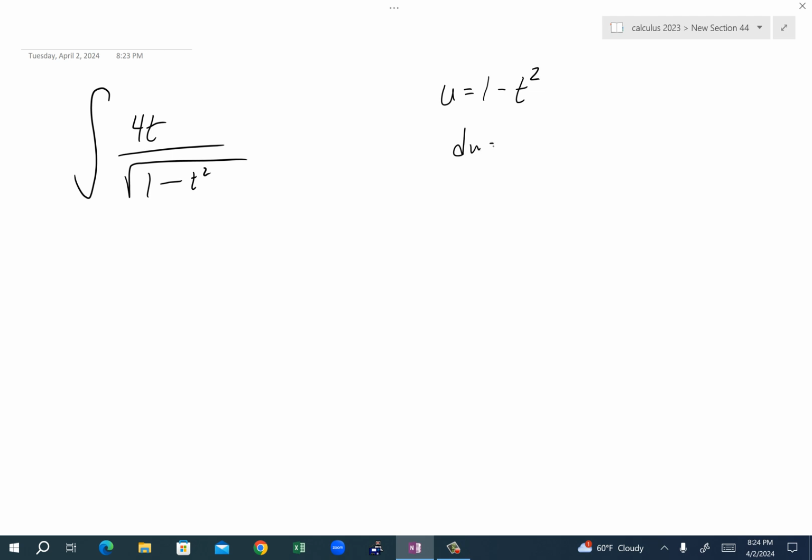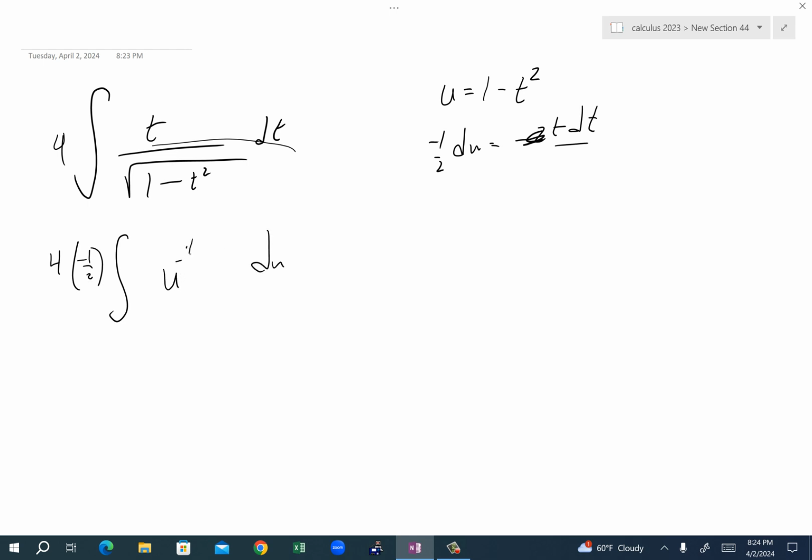Du, of course, is negative 2t dt, which means what do I have? Well, I've got a 4 out here, right? I feel like I got a 4 out front now. Hey, look at that. I've got a negative half of a du, yes? And now this is just u to the minus 1/2. And there we go. That's a perfectly good substitution problem.